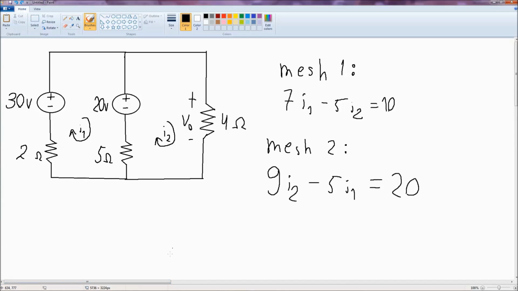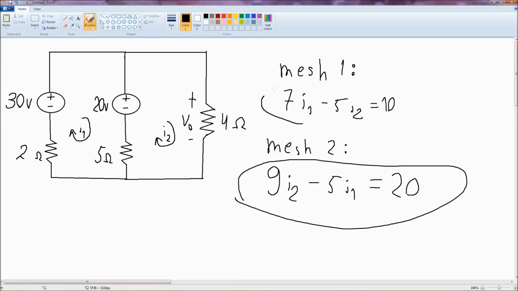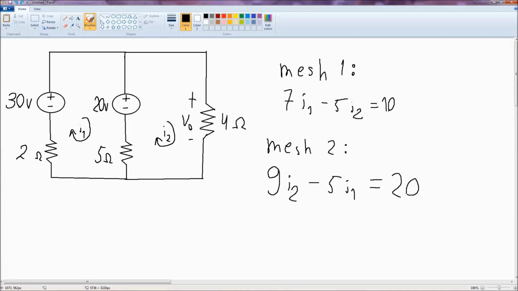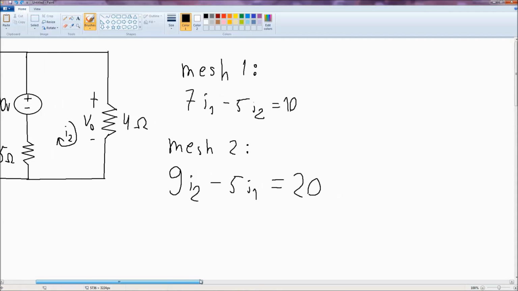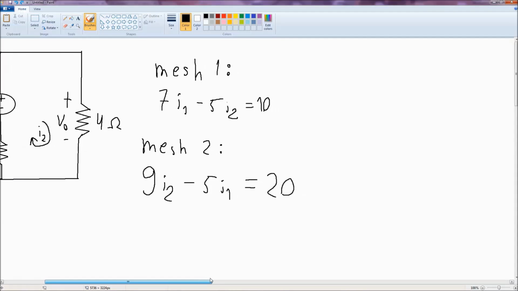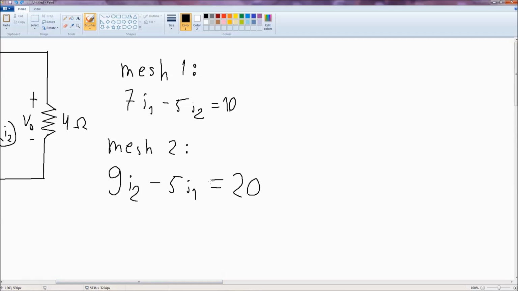So anyway, we have these equations now. We have two equations and two unknowns, I1 and I2. So this is basically a simple system of two equations with two unknowns. So we can just solve it like this. You could either solve it with Cramer's rule or matrix or just by substituting stuff.